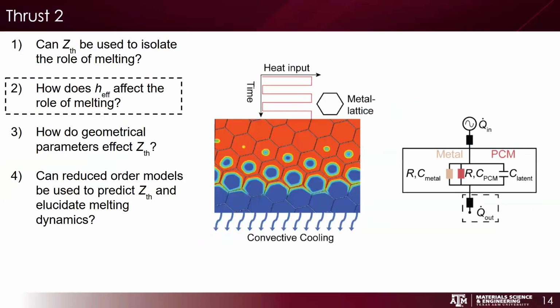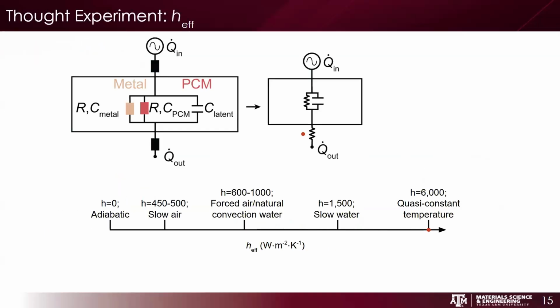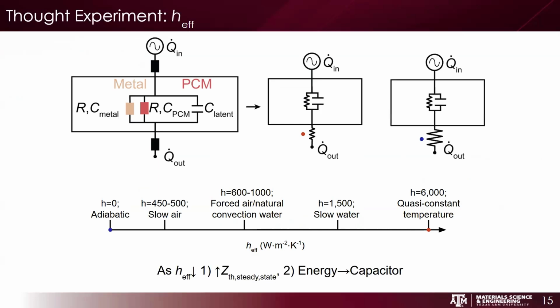So moving on, the second thrust is how does the heat transfer coefficient affect the role of melting within these systems? We'll look at a thought experiment. We have a black box with a resistor and a capacitor in the system. A high heat transfer coefficient would be a small resistor between the amount of energy you're taking out and your phase change composite. So this would be a high heat transfer coefficient.